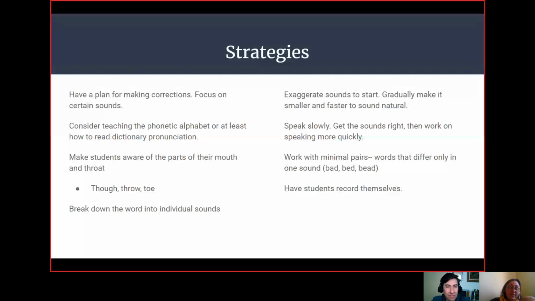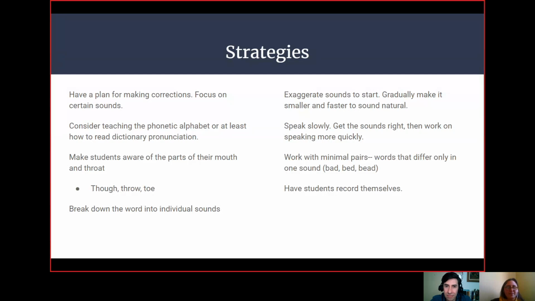Another strategy that I find really useful is to make students aware of the parts of their mouth and their throat. So when you're teaching pronunciation, you need to talk about where your tongue goes. Does it go between your teeth? Is it behind your teeth? In the back of your mouth? And we often talk about the throat when we're making voiced and unvoiced sounds. So you can feel your vocal cords vibrate when you make those voiced sounds.